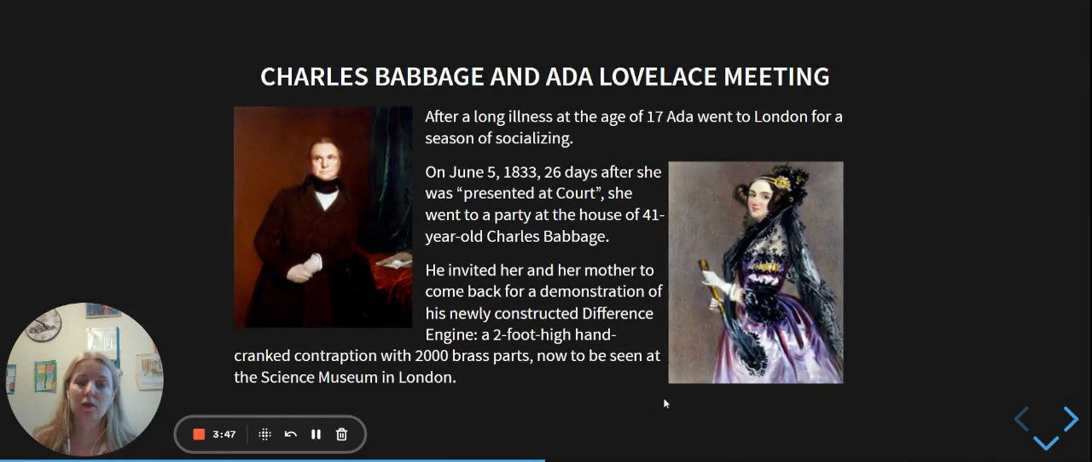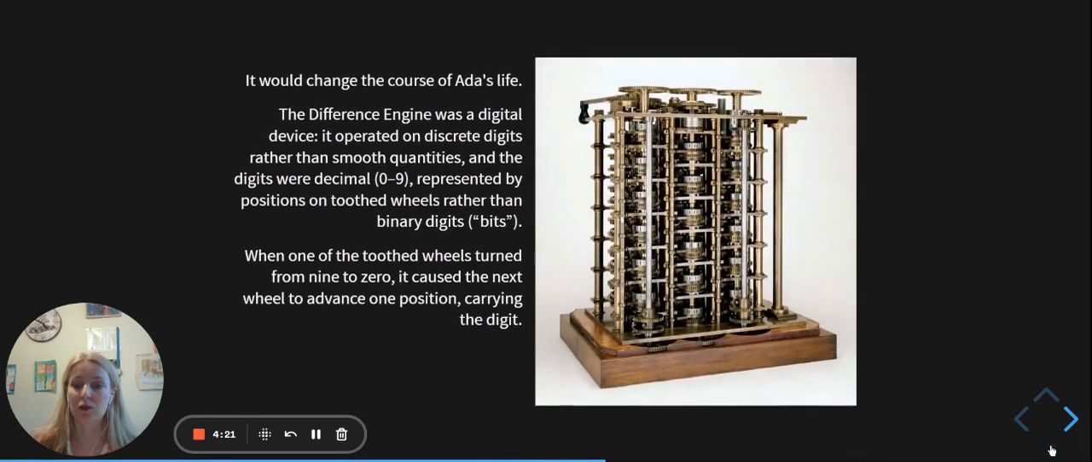After a long illness at the age of 17, Ada went to London for a season of socializing. There, on the 5th of June in 1833, she went to a party at the house of 41-year-old Charles Babbage, and he invited her and her mother to come back for a demonstration of his newly constructed difference engine, a 2-foot-high hand-cranked contraption with 2,000 brass parts, now to be seen at the Science Museum in London. And this event had changed the course of Ada's life.